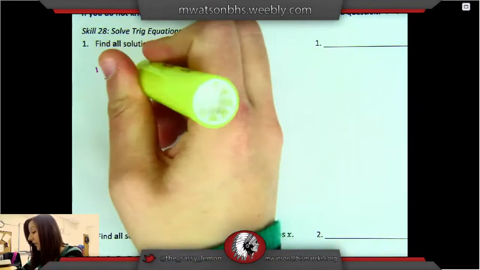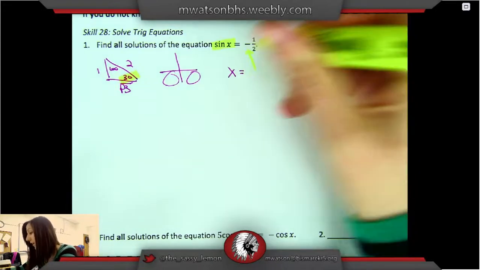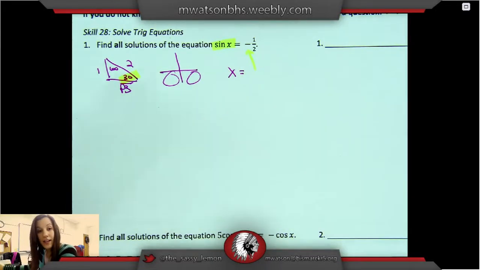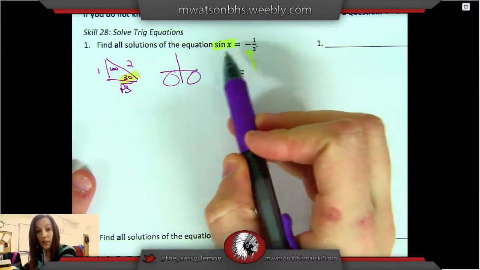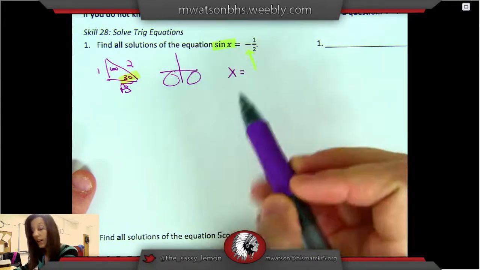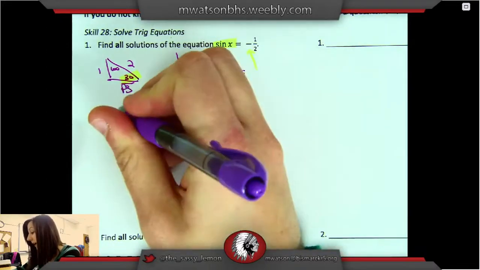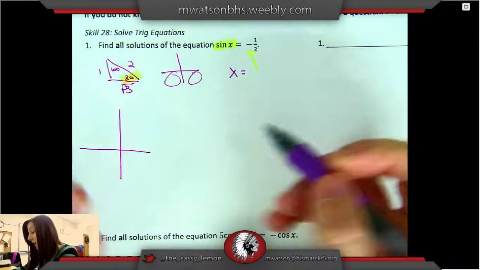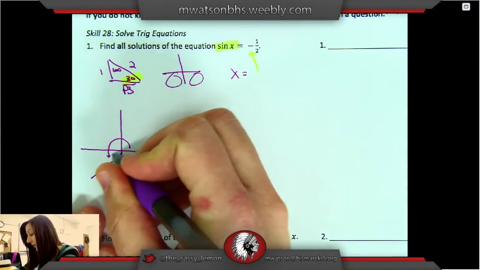However, notice that our answer is negative. So that means that we can't be in the first or second quadrants with this angle that we're going to call our answer. We have to be in the third and fourth quadrants. So I'm going to sketch my angle using the reference angle of 30.